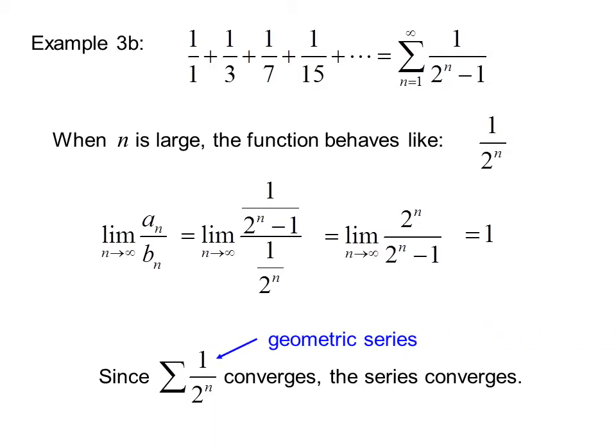Since the summation of 1 over 2 to the n converges, because it is a harmonic series, and our limit was between 0 and infinity, the series converges.